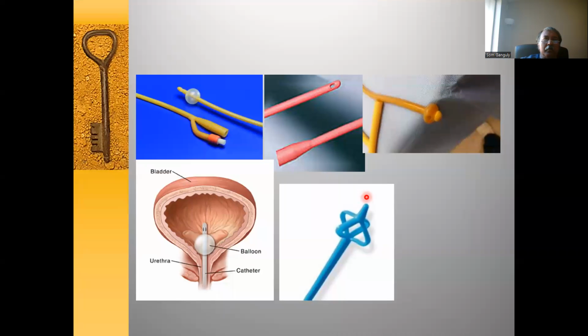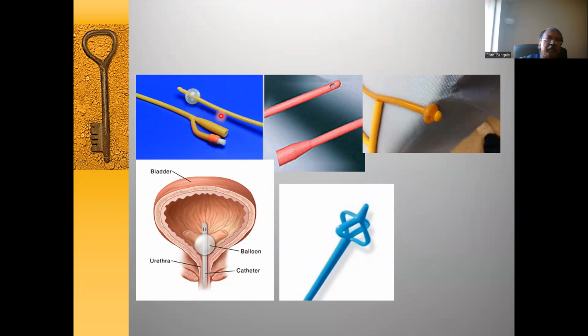Here are the catheters we normally use. The red one you see has no balloon. This is the tip and this is the end. You put the catheter in with a little bit of KY jelly and it will drain urine through this end. Once it drains the urine, you take it out and throw it away. It's disposable.